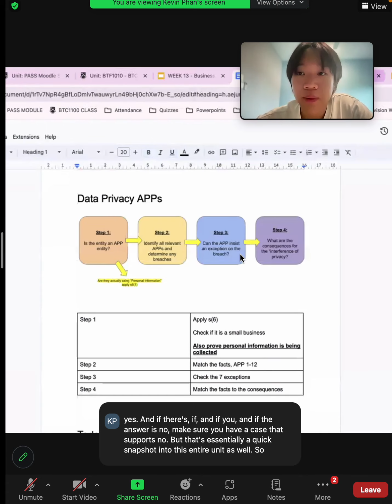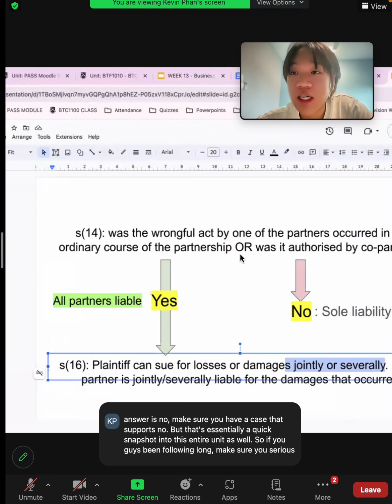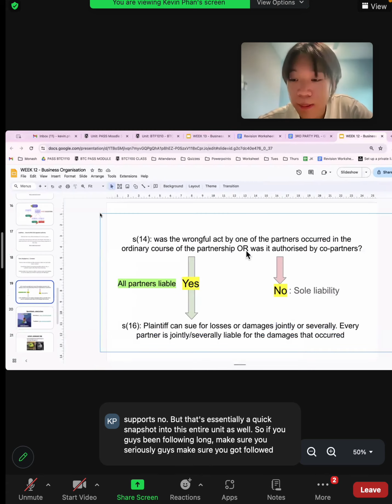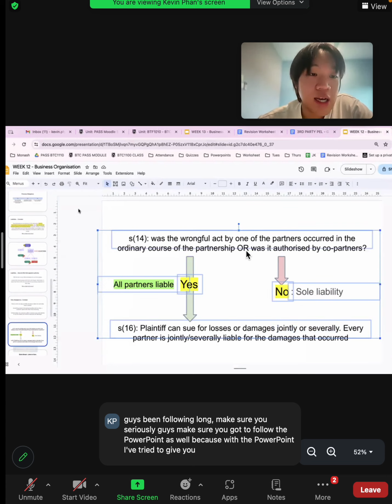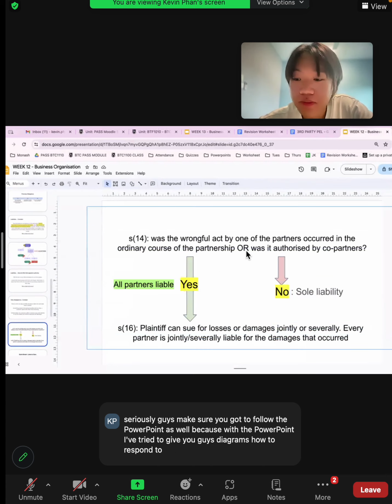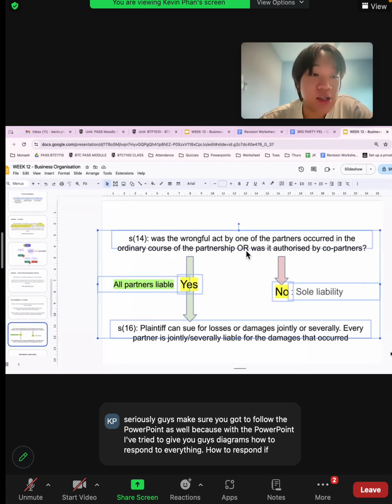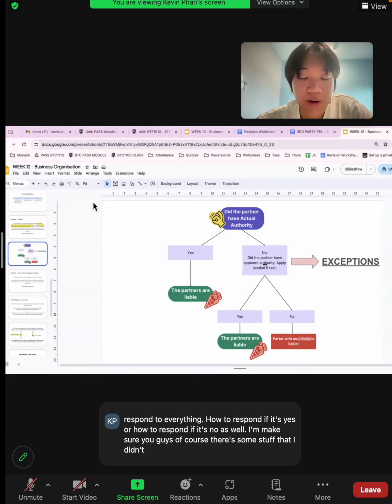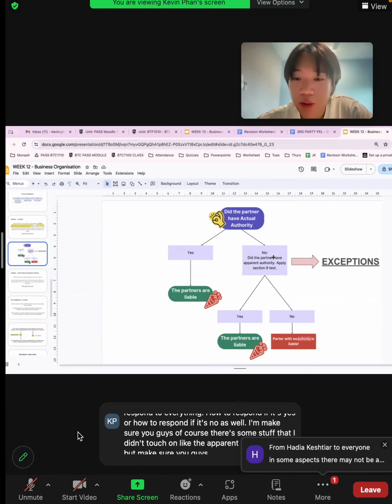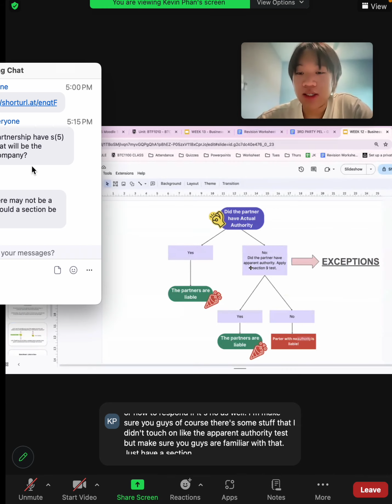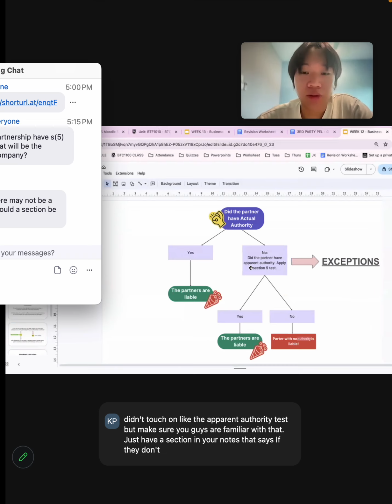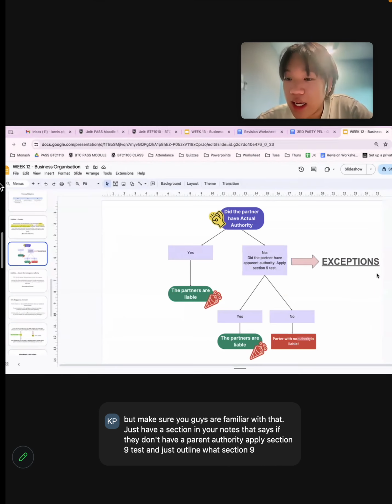So if you've been following along, seriously guys, make sure you follow the PowerPoint, because with the PowerPoint, I've tried to give you diagrams, how to respond to everything, how to respond if it's yes or how to respond if it's no. Of course, there's some stuff that I didn't touch on, like the apparent authority test, but make sure you are familiar with that. Just have a section in your notes that says, if they don't have apparent authority, apply section 9 test, and just outline what the section 9 test is.